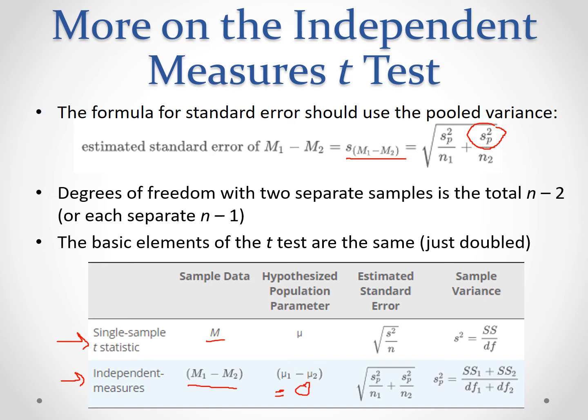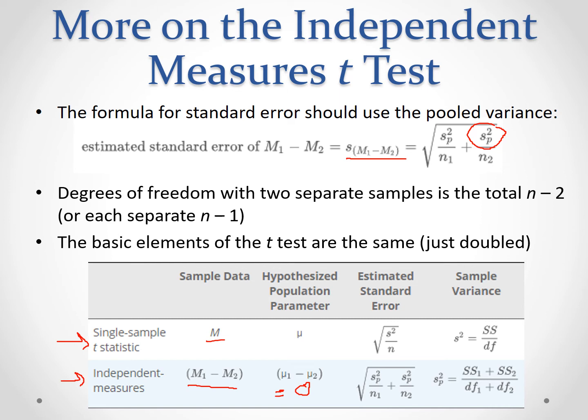The standard error is expanded. It's just the same but doubled, and I use pooled variance when I have different sample sizes. And then finding the variance is the same, it's just doubled, and I have a new symbol because I have a symbol for the pooled variance.